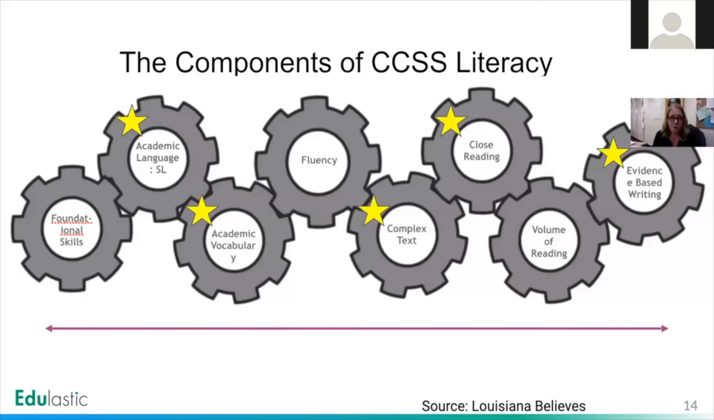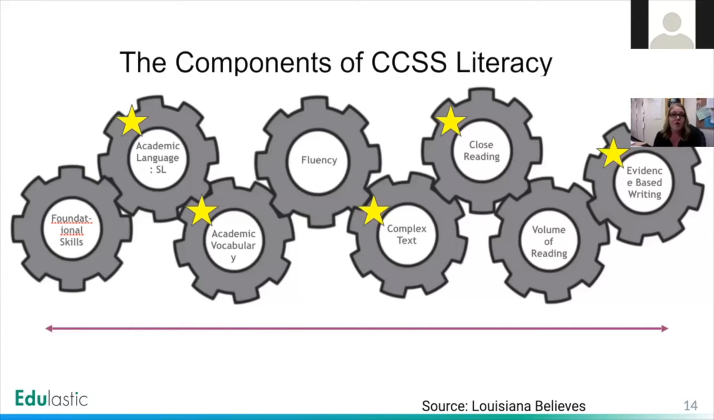So Common Core asks you to look at literacy in a lot of different ways. And the way that I like to think with these, and that I was taught that these components of literacy work, is that they're like cogs in a machine, and they're all interdependent on each other. So for example, we have fluency right in the middle, and if a kid isn't fluent, they're not going to be able to read complex text, they're not going to do close reading, they're not going to be able to finish off the volume of reading that's required for them to move on to different reading levels, and evidence-based writing is going to be very hard for them.